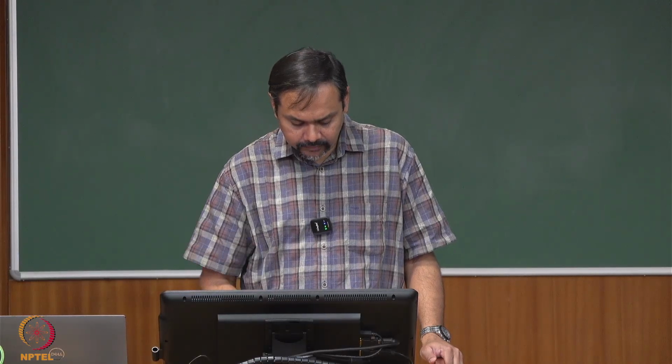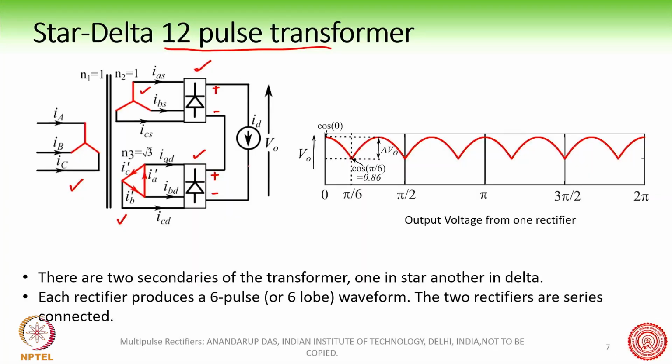the star delta 12 pulse transformer. This is the first solution that we are going to study in detail today. So what is there in a 12 pulse transformer? As we see here, there is one primary, which is connected in star, and there are two secondaries of the transformer. One is in star and the other is in delta. So there is a star delta transformer at the secondary. These are connected to the two diode bridge rectifiers, and their outputs are series connected, and then this output is fed into the load here.